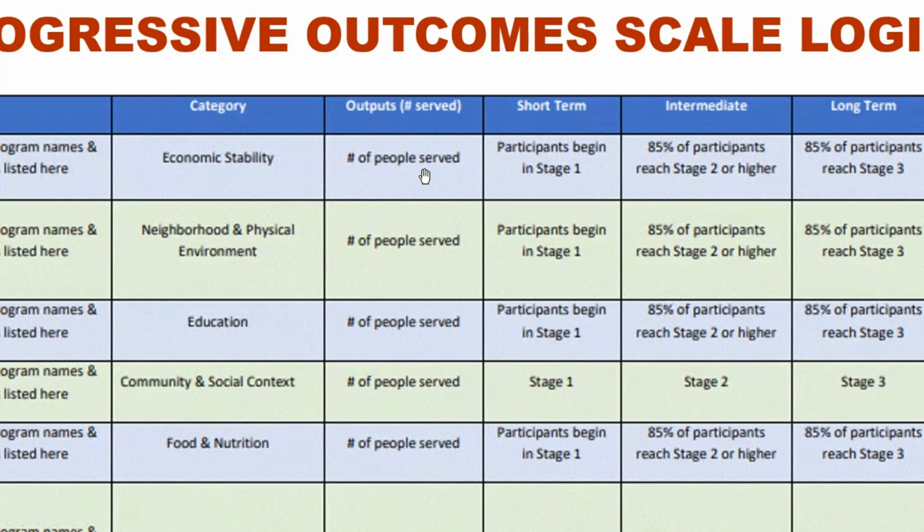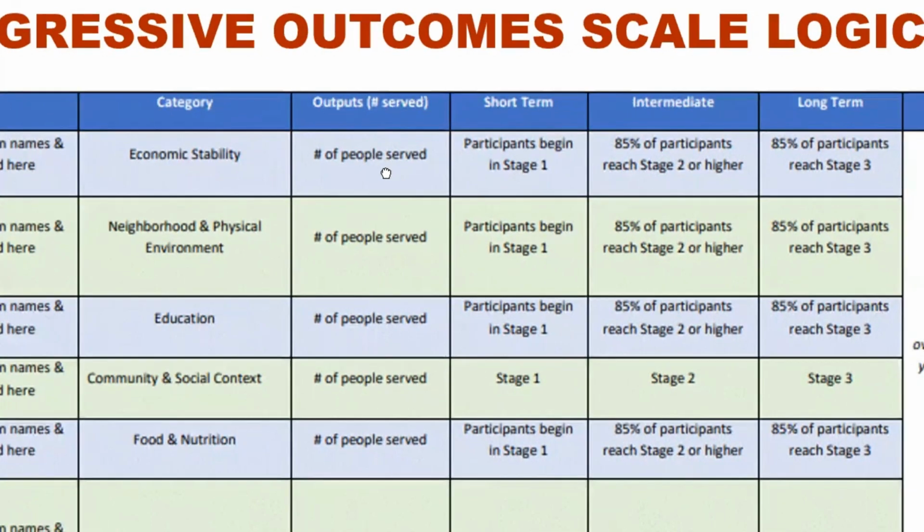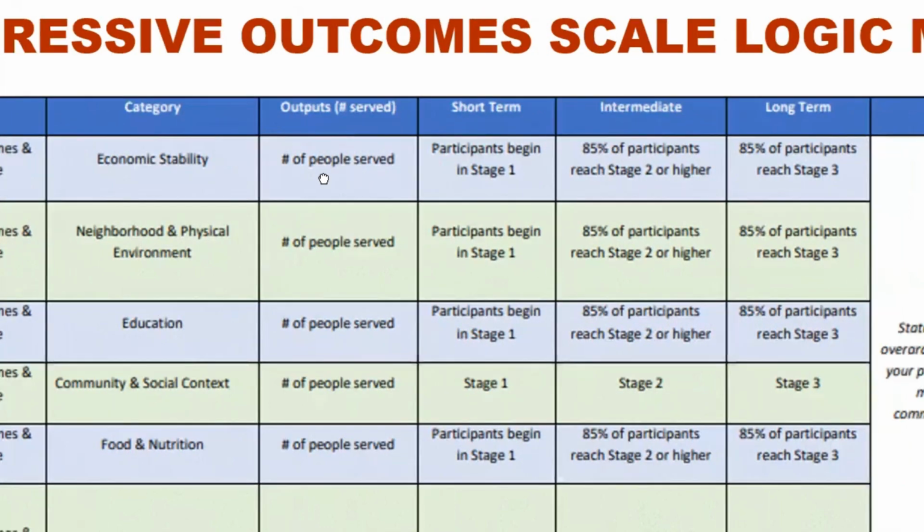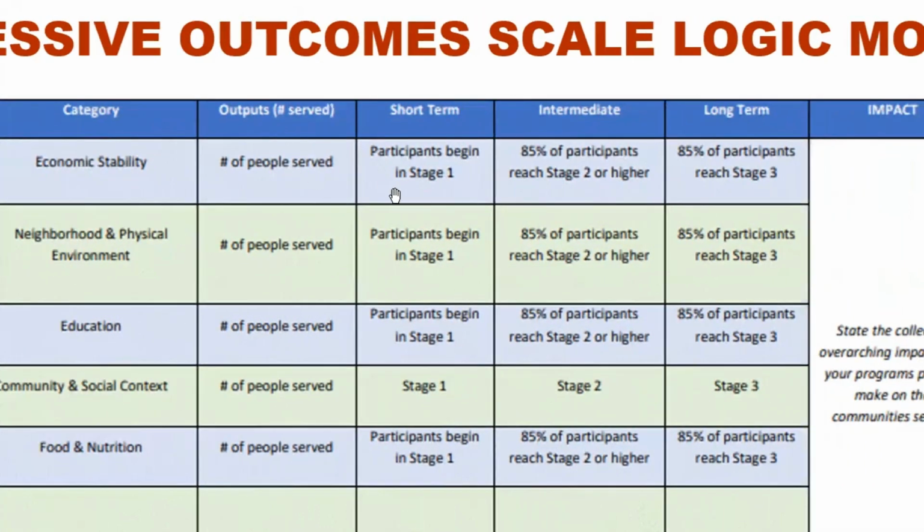A big issue has been with nonprofits. A lot of times they will consider how many people they've served as their outcomes when that is not really showing the impact of their work or how well people or the community are becoming better off because of their services. So that's where this POSLM is also very helpful.